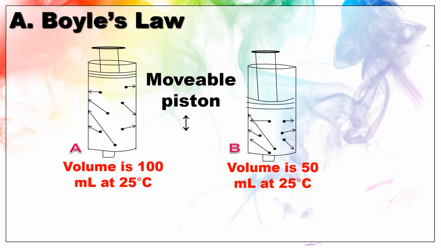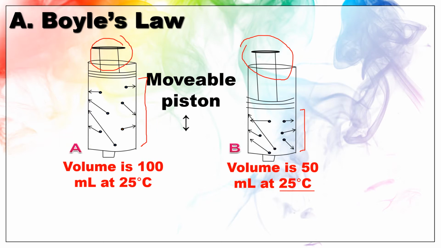Let's take this situation also. So we have here two syringes with movable pistons. So here is the piston. Here is also the piston. It could be moved up and down. For the first syringe, the volume is at 100 ml at 25 degrees Celsius. For the second syringe, the volume was decreased by half. It became 50 milliliters only at still 25 degrees Celsius because again, in Boyle's law, the constant is temperature.